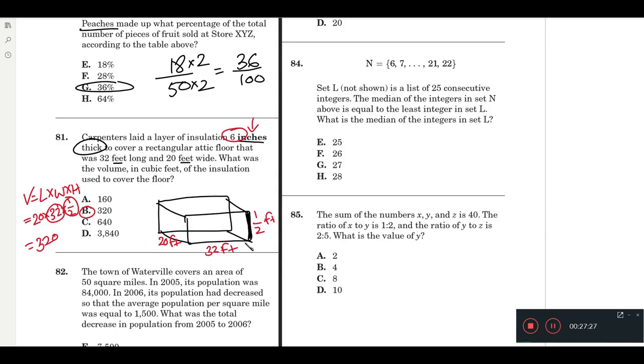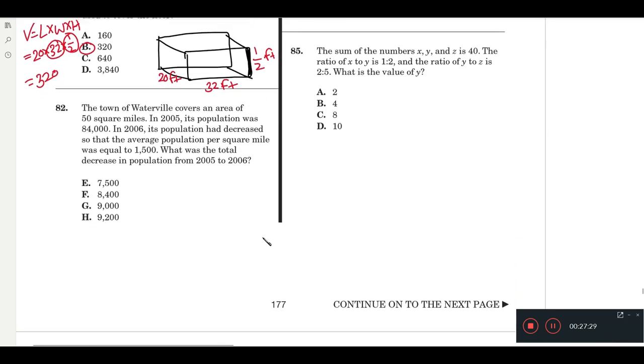Any question about it? Question 82. The town of Waterville covers an area of 50 square miles. In 2005, its population was 84,000. In 2006, its population decreased, so the average population per square mile.